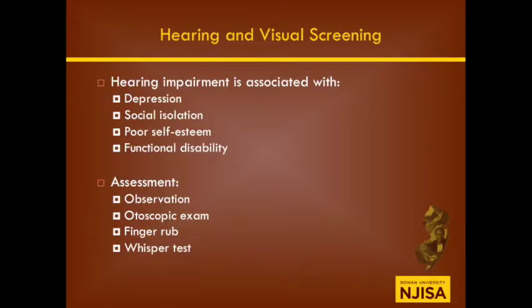Hearing and visual screening. Hearing impairment is associated with depression, social isolation, poor self-esteem, functional disability, and the way that you can assess this is either through observation, through otoscopic exams, doing a finger rub where you take your finger and just rub next to the person's ear like you're assessing cranial nerves, and ask if they can hear that, as well as whispering in their ear and asking if they can hear what you're saying.